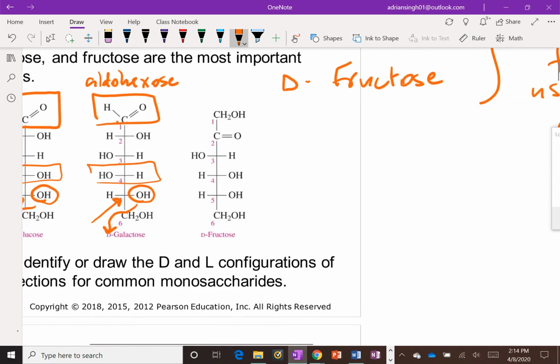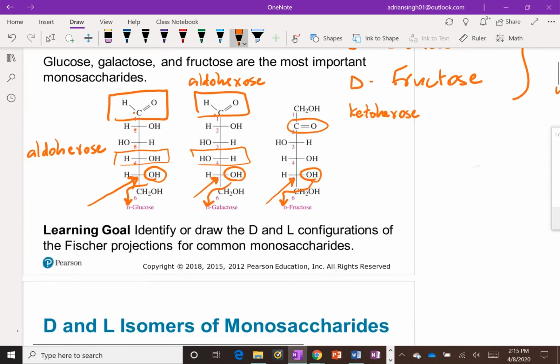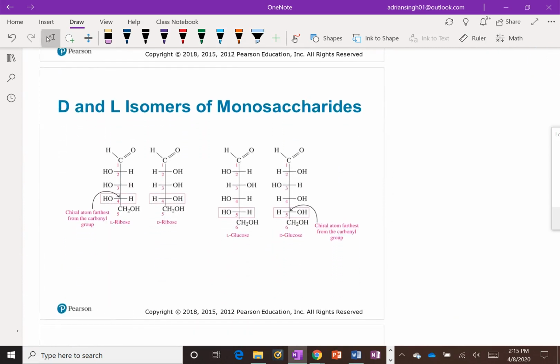And then the third monosaccharide is fructose, and fructose actually has a ketone group, so this makes it a ketohexose. Right? And again, on the last chiral carbon furthest away, that OH is on the right side, so that makes it the D isomer. Right, so those are the three common monosaccharides that we're going to see, and they all occur naturally in the D form in nature.